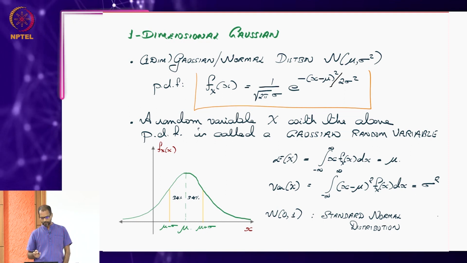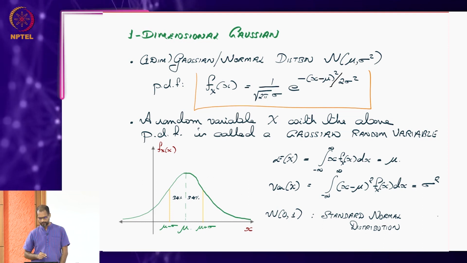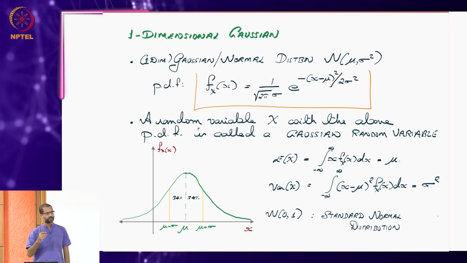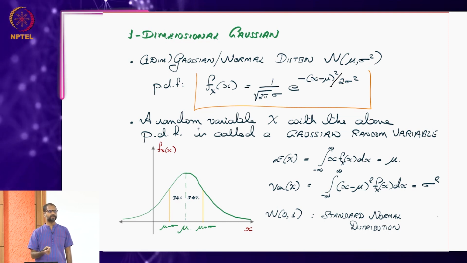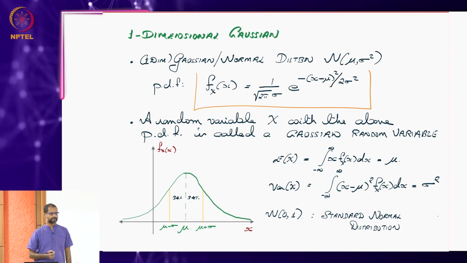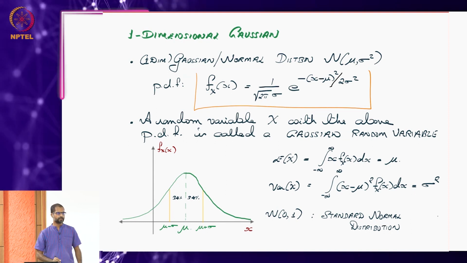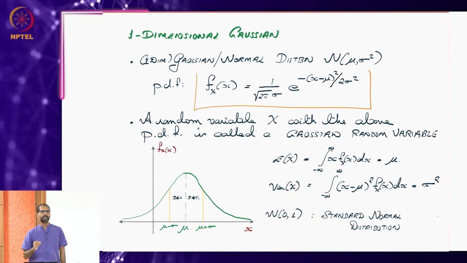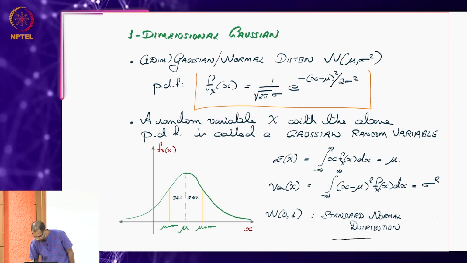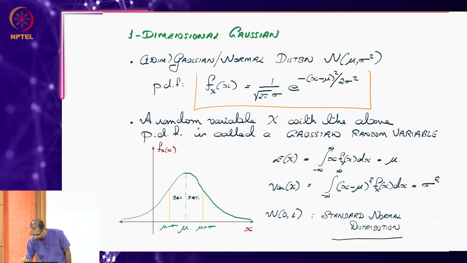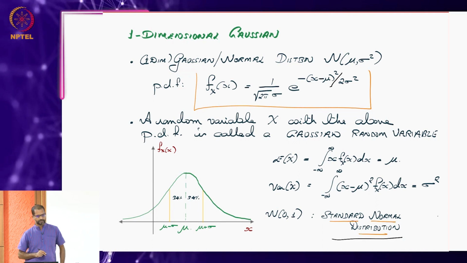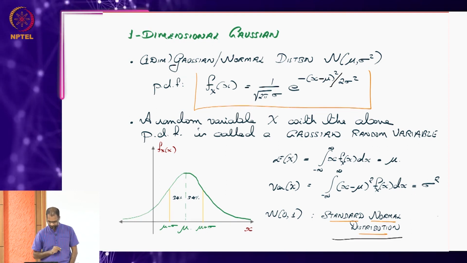Do not worry if this f of x expression looks a bit clumsy. In fact, we will only use a special case of this Gaussian called the standard Gaussian, or the standard normal, where the mean is 0. So, this peak will be at the origin, the curve will be shifted to the origin, and the variance is 1. That is the standard normal distribution with which we will be mostly spending our time. This is the one dimensional Gaussian.